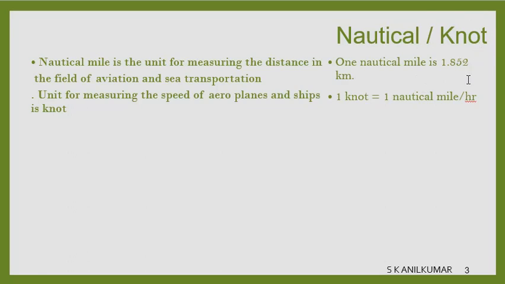And what is a knot? A knot is the speed. Speed means one nautical mile per hour, that is 1.852 kilometers per hour. This is the speed at which the ship or the aircraft moves. If you ask about aircraft speed, they will say X knots, Y knots. If you ask the distance, they will say they traveled so many nautical miles. So the nautical mile is a unit for measuring distance in the field of aviation or maritime transport. The unit for measuring speed is the knot.